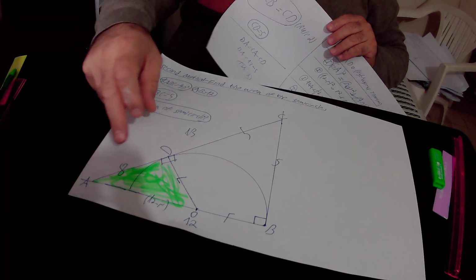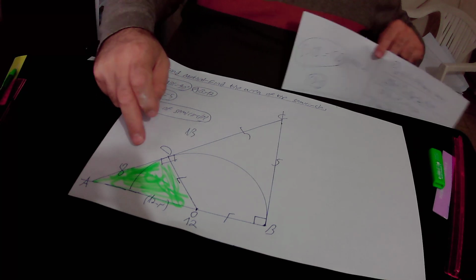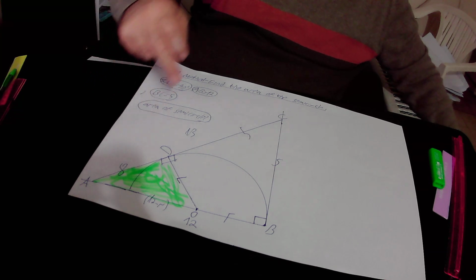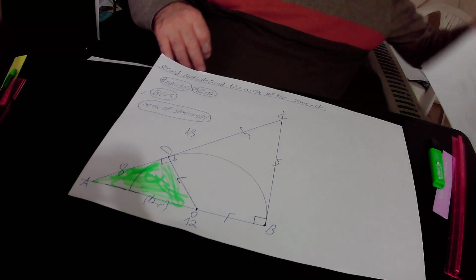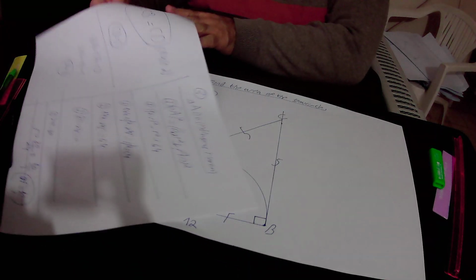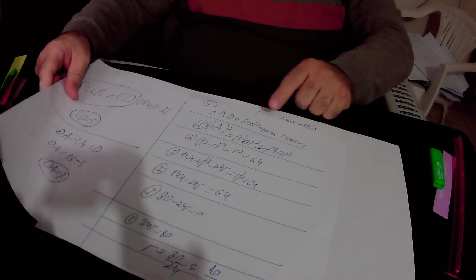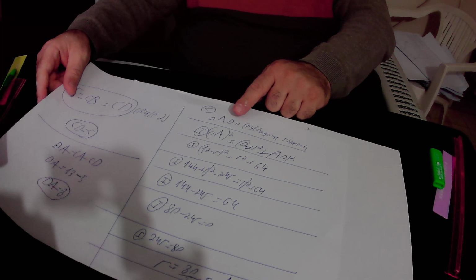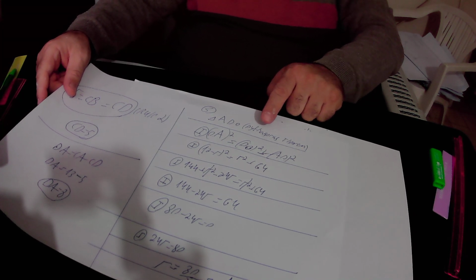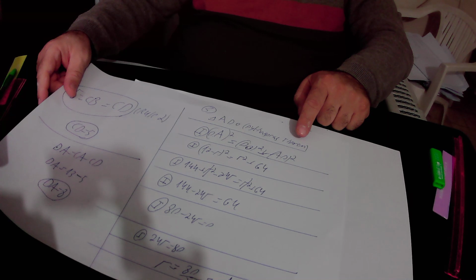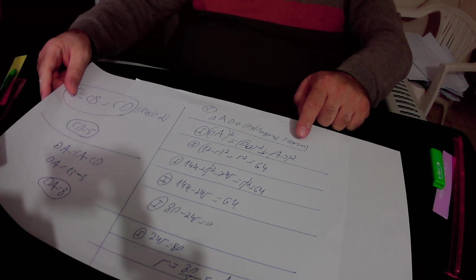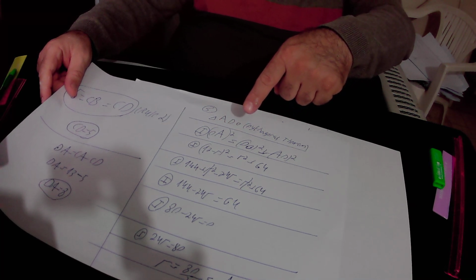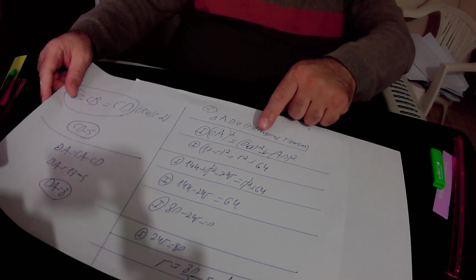Then we focused on the green right triangle, and we implemented the Pythagoras theorem on the green right triangle, triangle DAO. According to the Pythagoras theorem, in the green right triangle, triangle DAO, the square of the hypotenuse equals the sum of the squares of the perpendicular sides. That is to say, OA square equals DO square plus AD square. AO equals 12 minus R, so AO square equals (12 minus R) square.